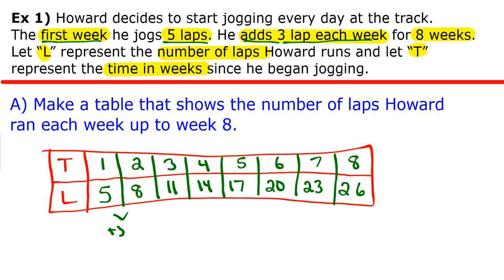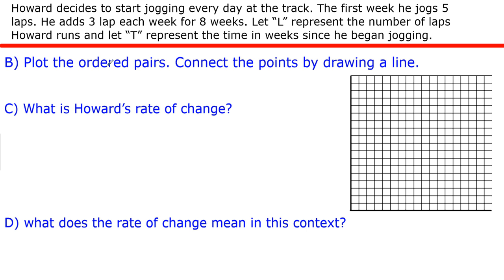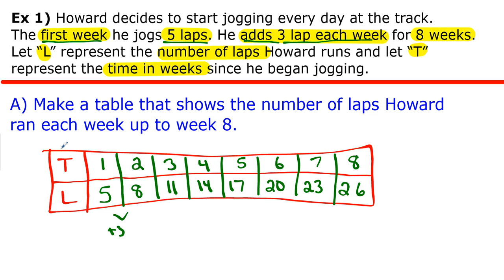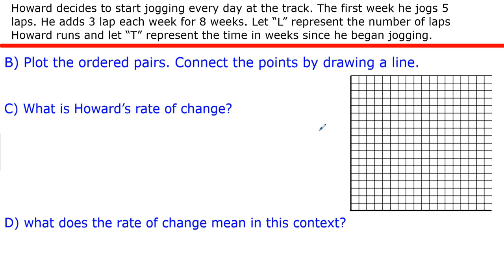Now what they want us to do next is plot the ordered pairs and connect the points by drawing a line. So here we have a coordinate grid. Now we've got to look and see. Definitely on our x-axis, which would be our time, we're going to want to count by 1s and go all the way to 8. So let's do that here. That'll be 1, 2, 3, 4, 5, 6, 7, 8.